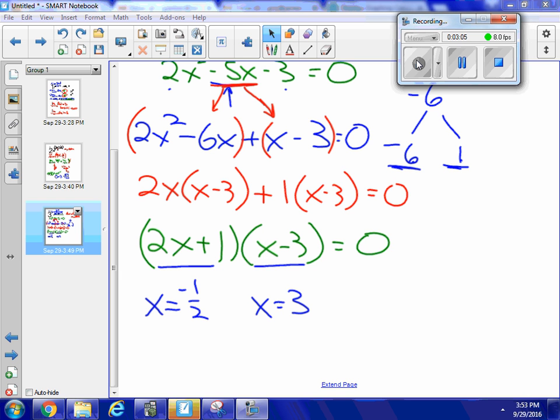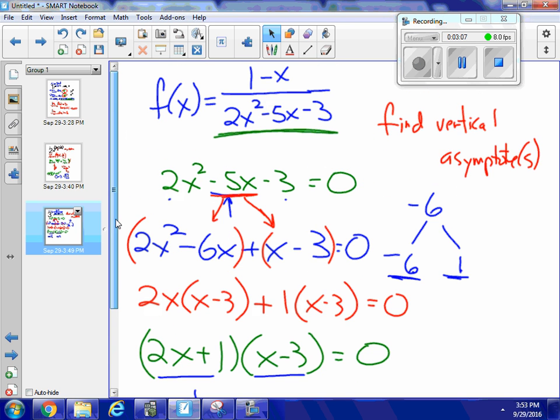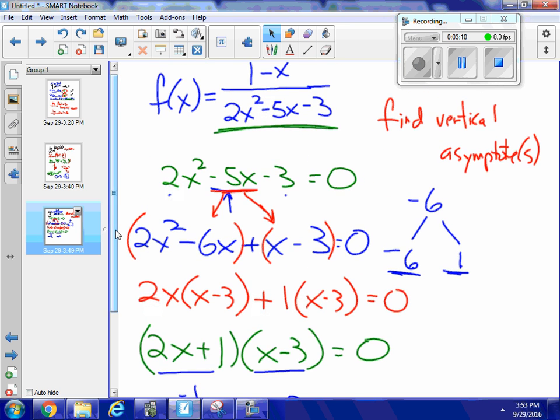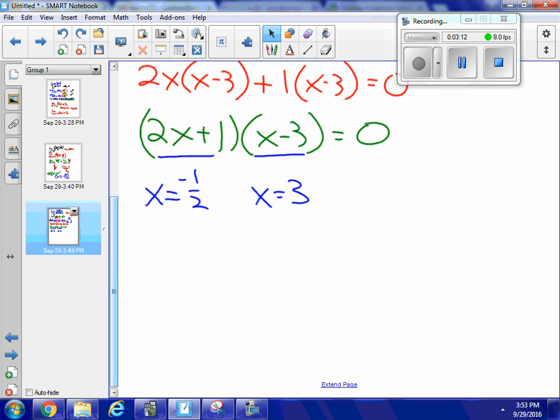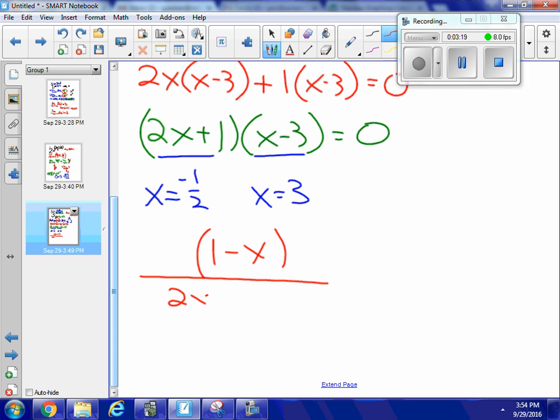Let's take a look at the original function here: 1 minus x over our quadratic. I'm going to rewrite our quadratic in factored form, 2x plus 1, x minus 3. Since there isn't anything that will cancel out in the numerator and the denominator, I know that I don't have any holes, but what I do have are two vertical asymptotes, one at negative 1/2 and one at 3.